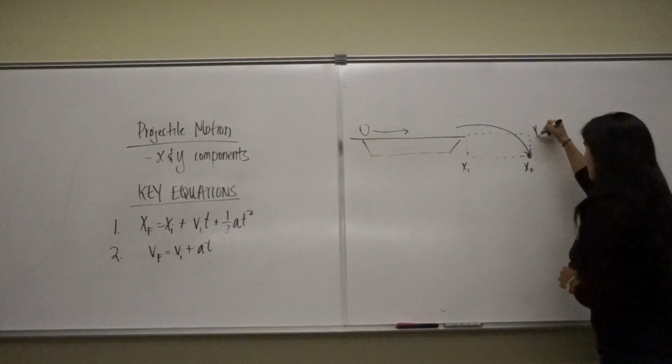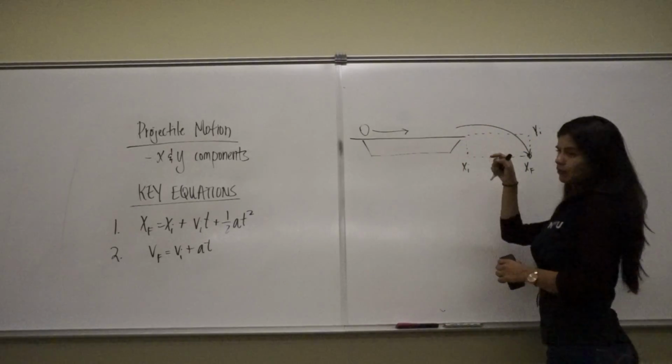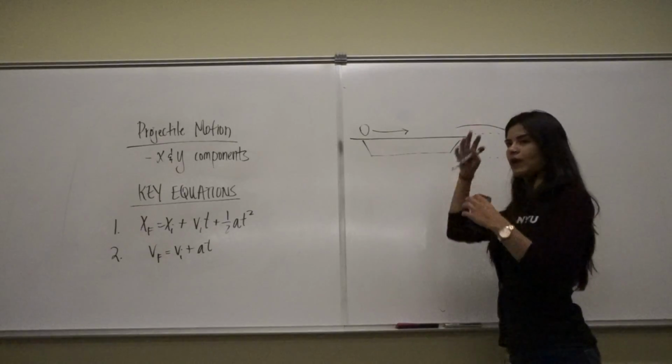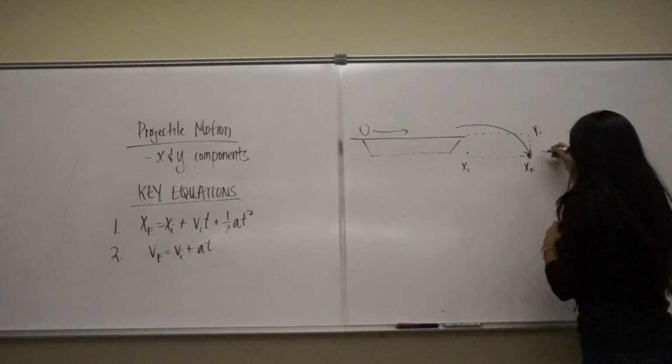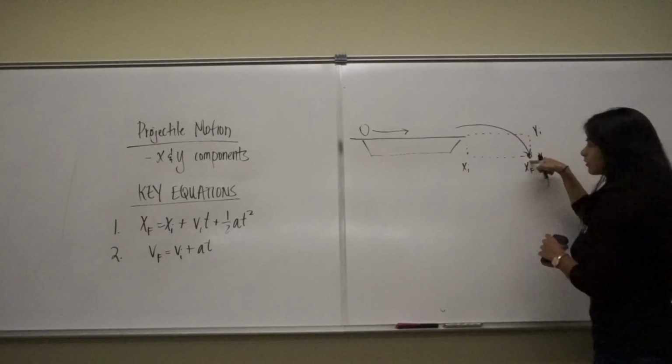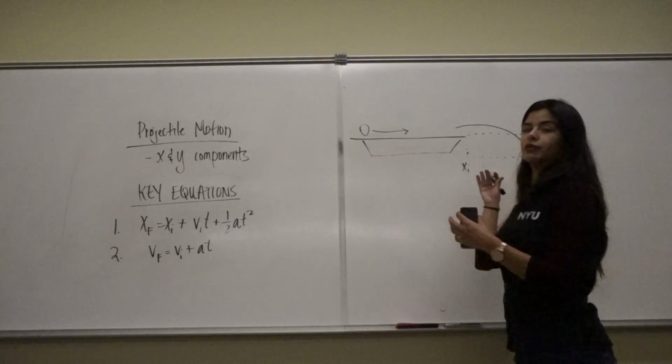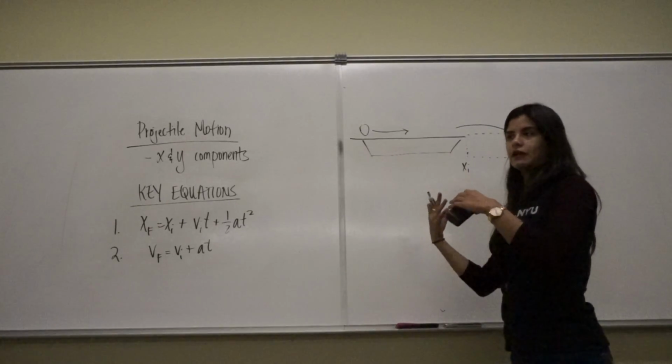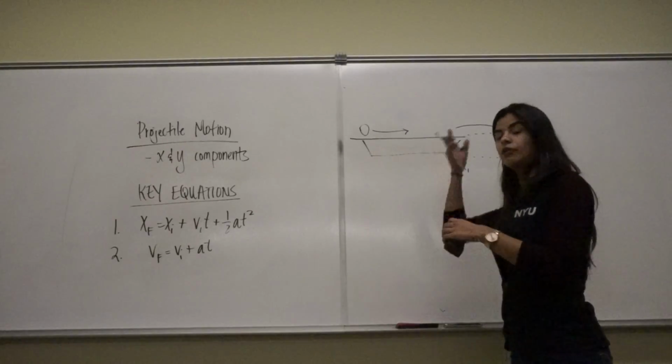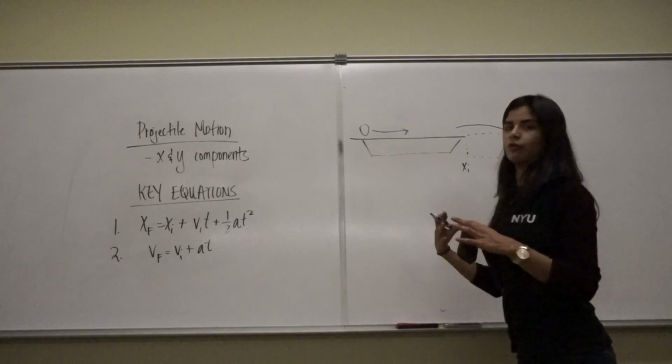And then you have your y initial, which is at the top of the table, because that's where it's going to start in the y direction. And then you have your y_f, which is here at the bottom, the ground, because once the ball falls, the final position of the ball in the y direction will be the ground. So we'll refer to that as 0.